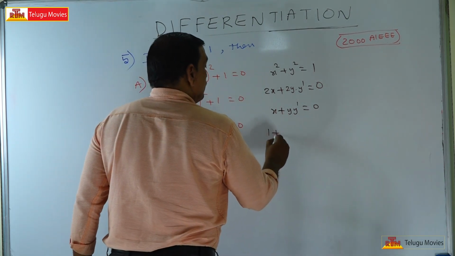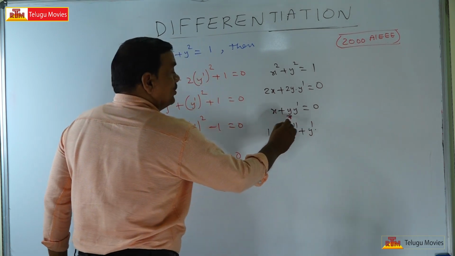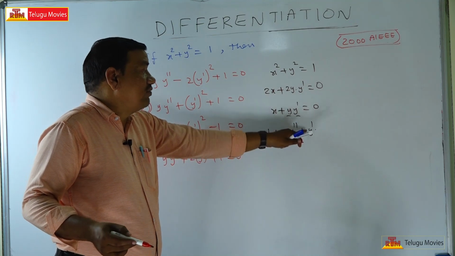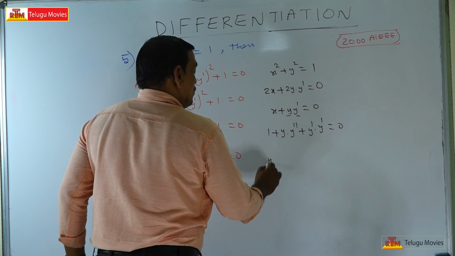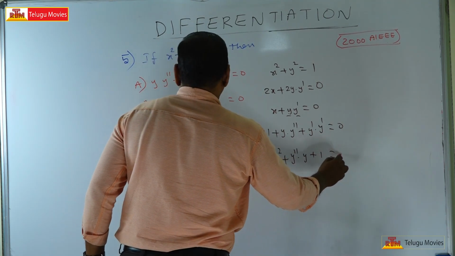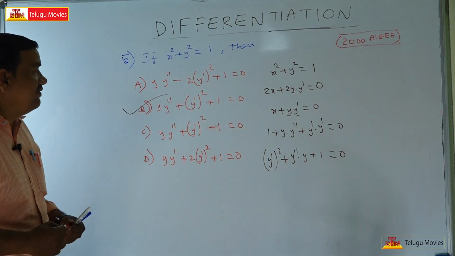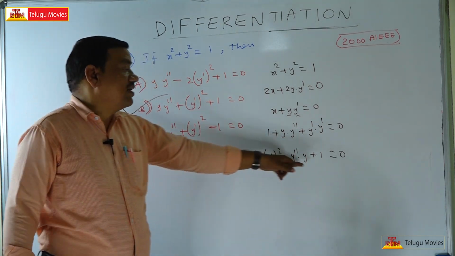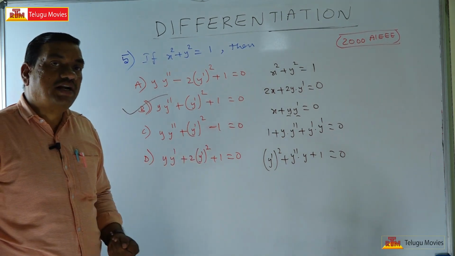X derivative is 1, plus y into y double dash plus y dash, using the u into v formula: y as it is, y dash derivative is y double dash, here y dash into y derivative is y dash, is equal to 0. Therefore, y dash whole square plus y double dash into y plus 1 is equal to 0. So it is clearly option B that will be the right answer: y into y double dash plus y dash whole square plus 1 is equal to 0. I hope that you understand this solution.